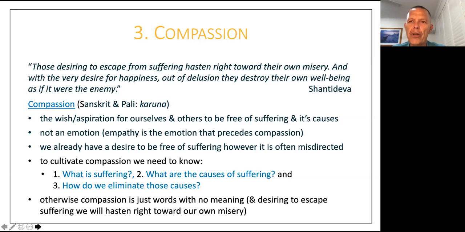So therefore, if we want to cultivate compassion, then we need to know what is suffering, what are the causes of suffering, and how do we eliminate those causes? If we don't know those three things, then like loving kindness, compassion is simply words with no meaning. And also, desiring to escape from suffering, we will hasten right toward our own misery, as Shantideva was saying in his quote there. So, what is suffering?